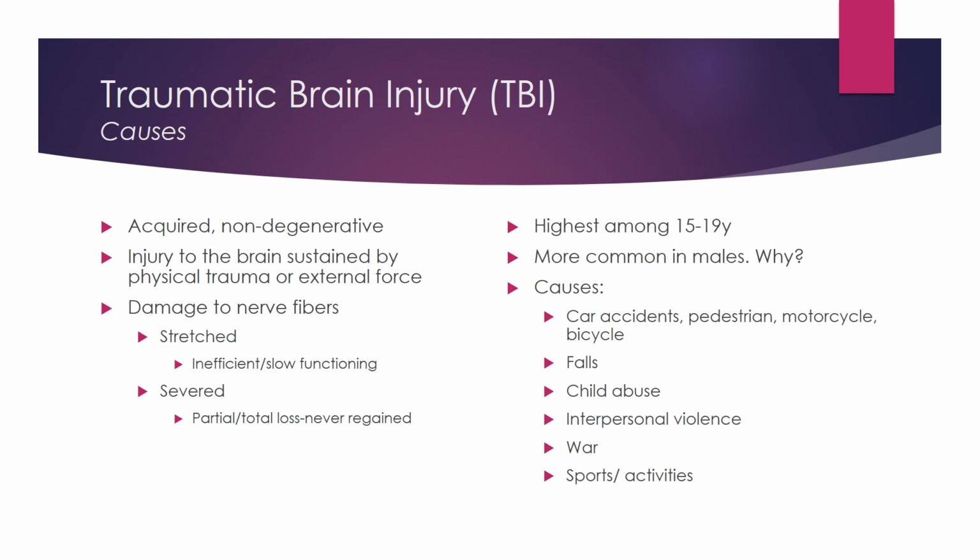TBIs are highest in 15 to 19-year-old males, and also in very young children. And when you think about the causes of a TBI, it really makes sense, right? It can be anything from car accidents or bike accidents, to falling, any type of abuse, or fighting. It could be war. It could be a gunshot. It can also be just during general sports and activities. So concussions are actually a form of traumatic brain injury.